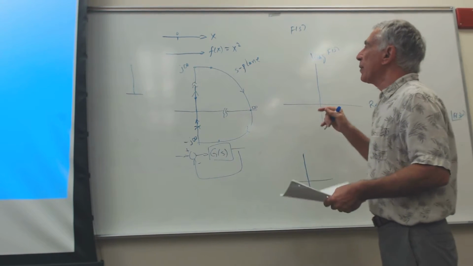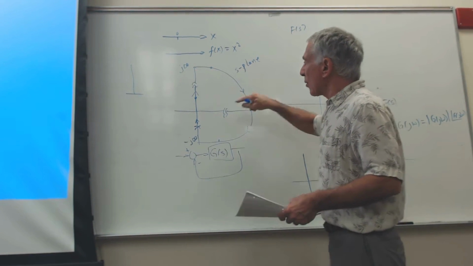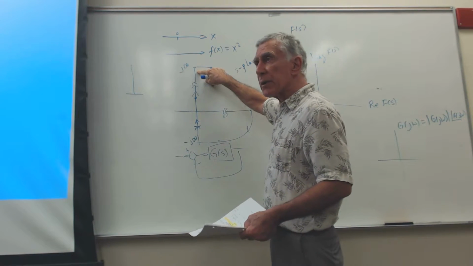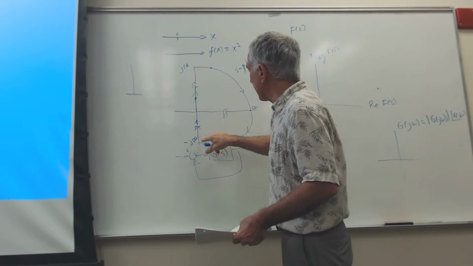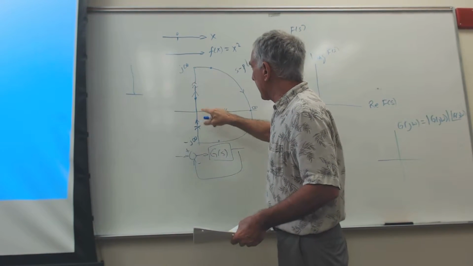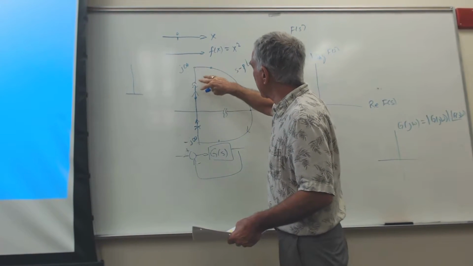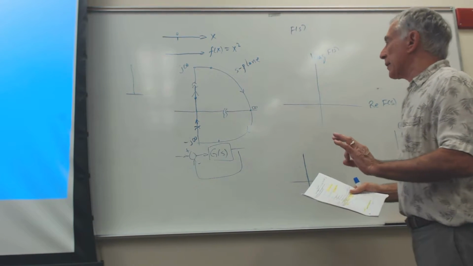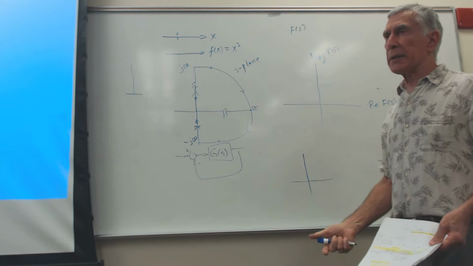Okay, but the point here is that when we're talking about stability, not only do we want to go up the j omega axis, which is basically a frequency response, but we want to enclose the whole right half plane and go up the j omega axis back to the origin again. So this contour here encloses the whole right half plane. So we'll be using this particular contour when we talk about stability.